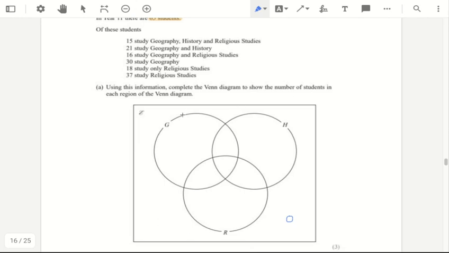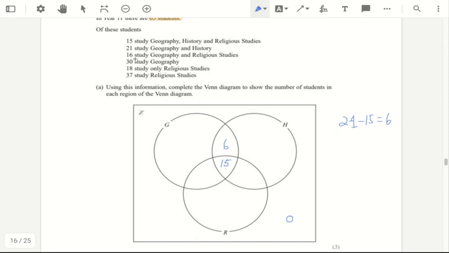Okay, so let's fill in the Venn diagram with the numbers. First clue we're given is 15 students study geography, history, and religious study. So with that, we know that geography, history, and religious study is 15. Second clue, 21 study geography and history. So geography and history is this portion here. So 21 minus 15 is 6. So I got 6 here.